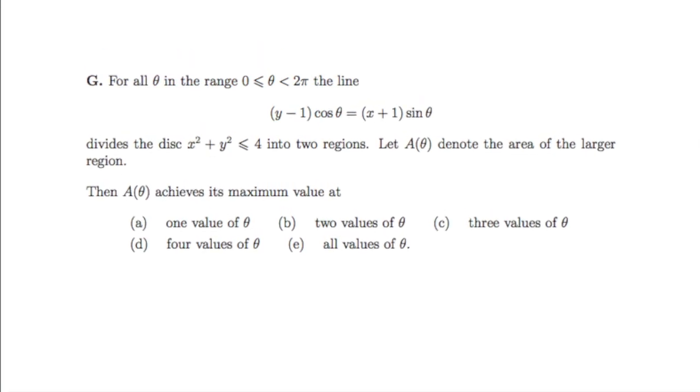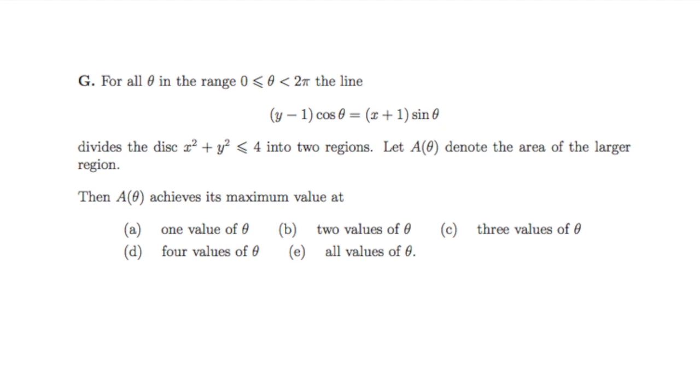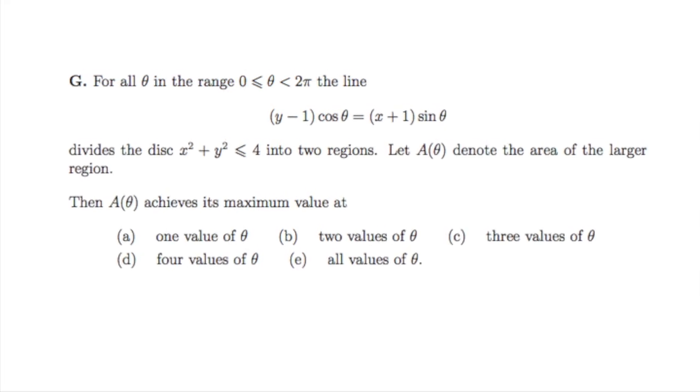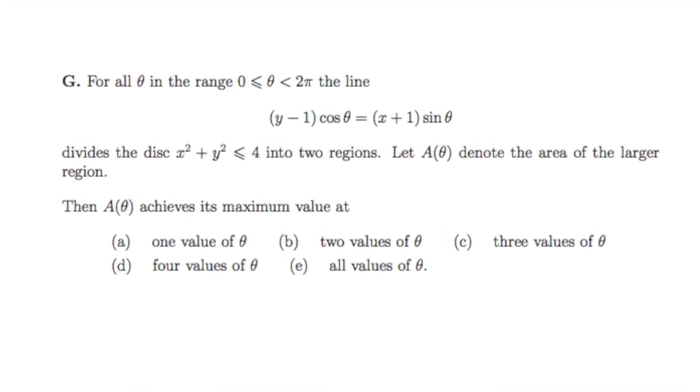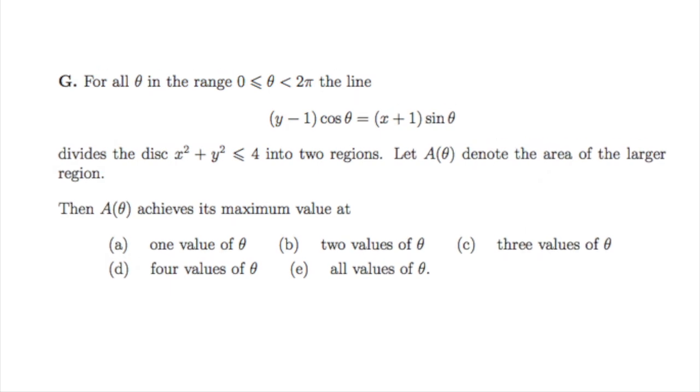Let A of theta denote the area of the larger region. Then A of theta achieves its maximum value at how many values of theta? And we're given 5 possible answers. So let's get straight into it.